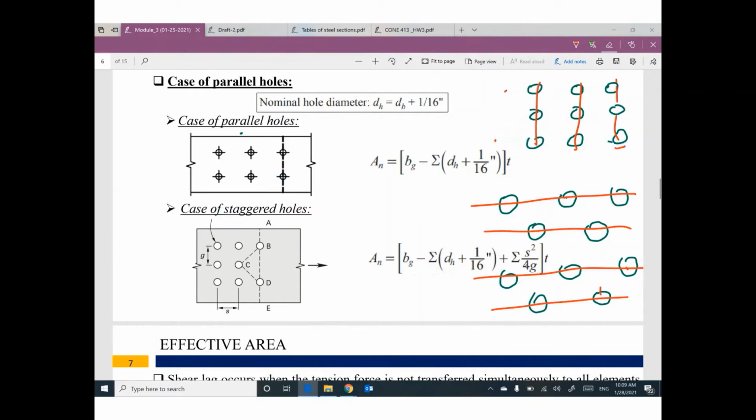Then I will assume probably we can expect fracture here. So what is the net area? Net area equals the gross area, the total area of the cross section, minus the area of this hole and the area of this hole. How can I figure out the area of the hole? Most of the time the diameter of the bolt will be given in the problem.